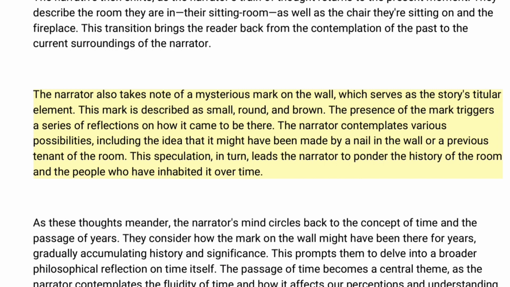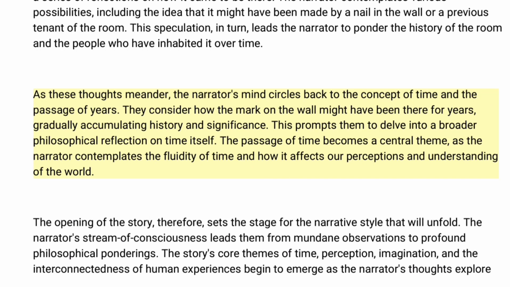This speculation, in turn, leads the narrator to ponder the history of the room and the people who have inhabited it over time. As these thoughts meander, the narrator's mind circles back to the concept of time and the passage of years. They consider how the mark on the wall might have been there for years, gradually accumulating history and significance. This prompts them to delve into a broader philosophical reflection on time itself.